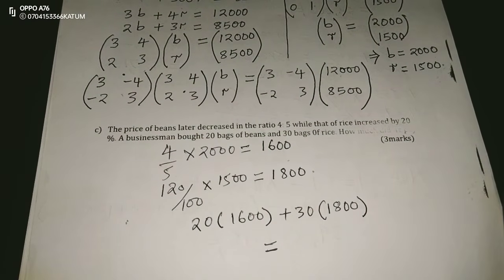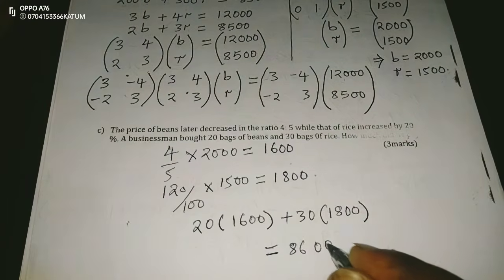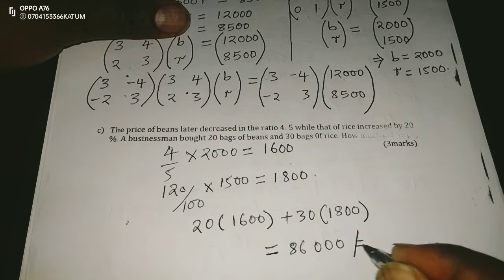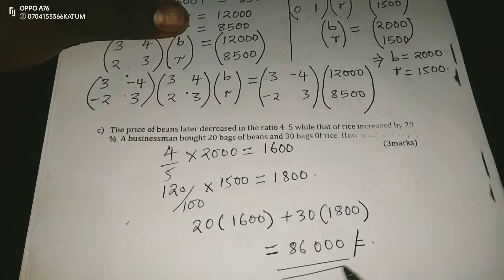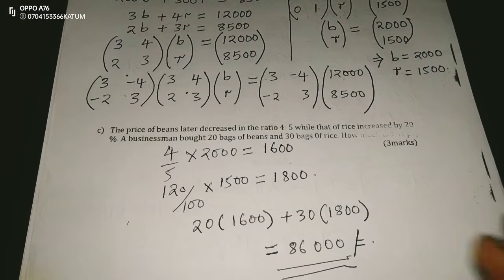Therefore, the total expenditure will be 20 into 1,600 plus 30 into 1,800. This is going to give us 86,000 Kenya shillings. So this is the amount of money in Kenya shillings that the businessman is going to spend.